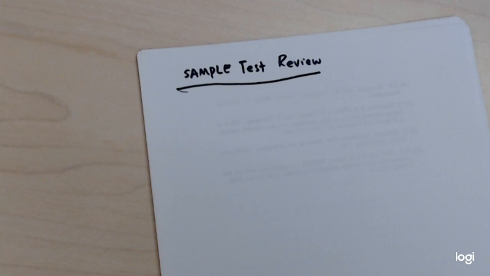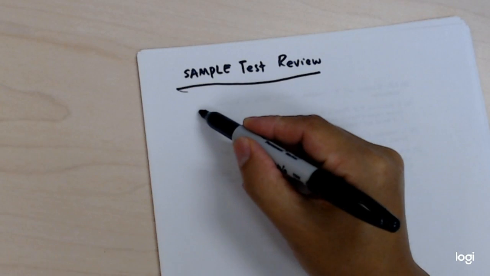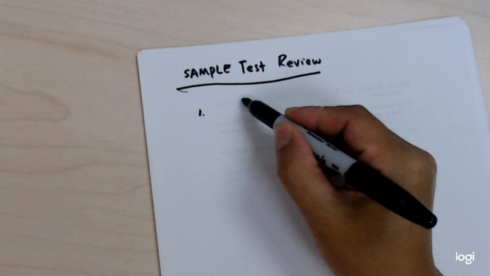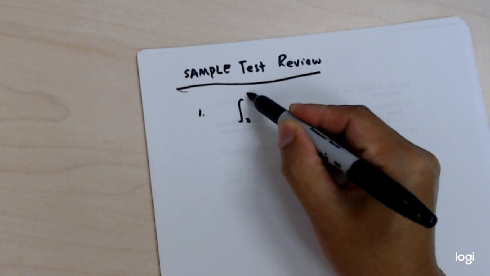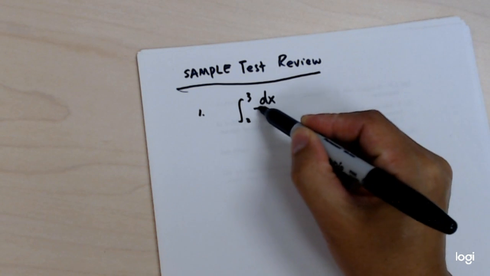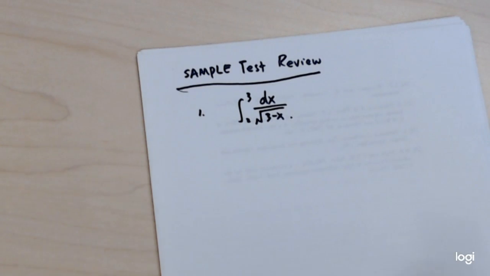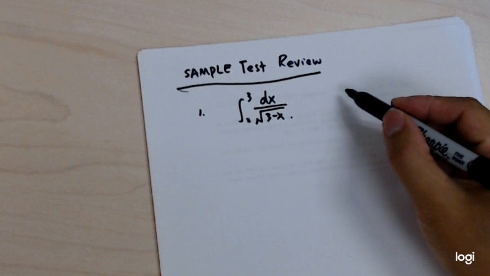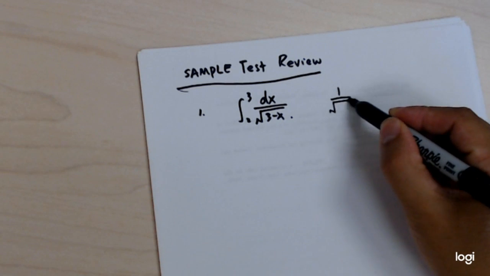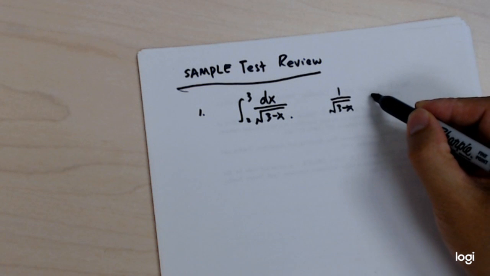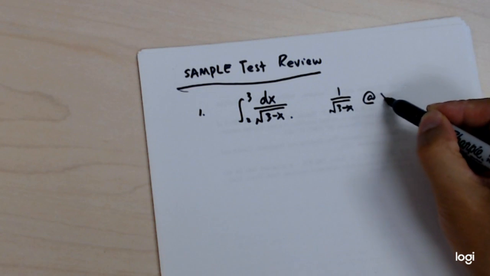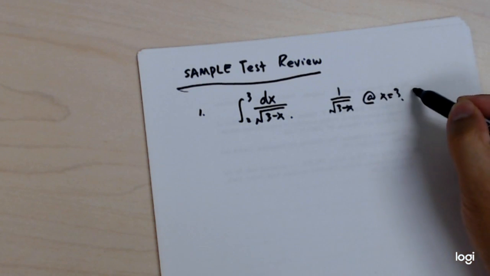So I'm going to record the solutions to your sample test. Here's the first problem. How do we integrate this one? This is when you need to recognize that this function has a discontinuity at x equal to 3. So this is what we call an improper integral.